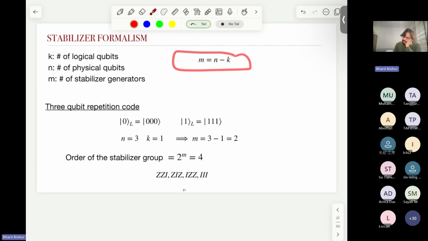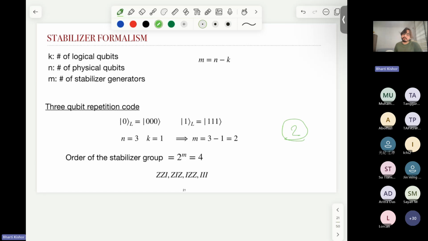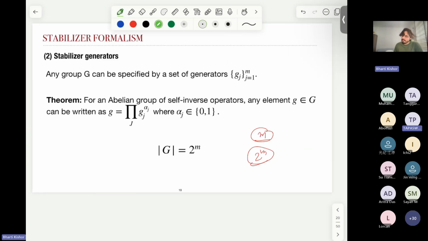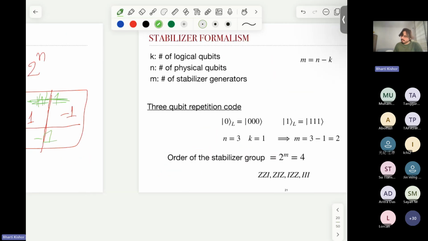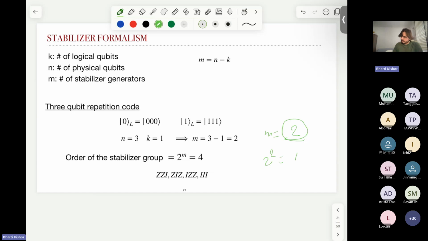Let's look at the 3-qubit repetition code. In the 3-qubit repetition code, the 0 logical was 000 and the 1 logical was 111. Here n was 3 and k was 1, because we are using 3 qubits to encode 1 qubit. So m is 3 minus 1, equal to 2. So we have two independent generators of the underlying stabilizer group. The order of the stabilizer group is 2 to the power m, so for the 3-qubit repetition code it is 4.